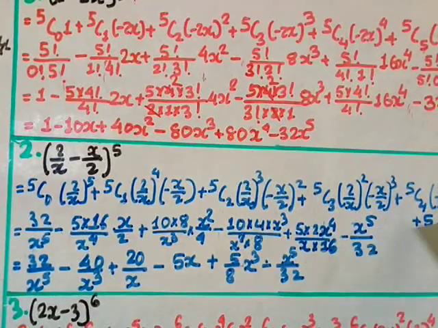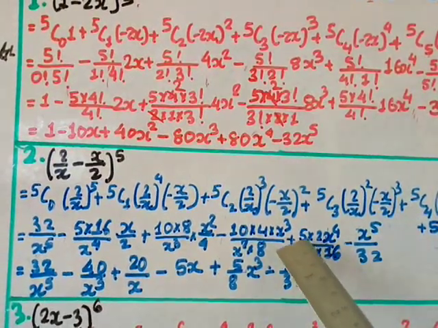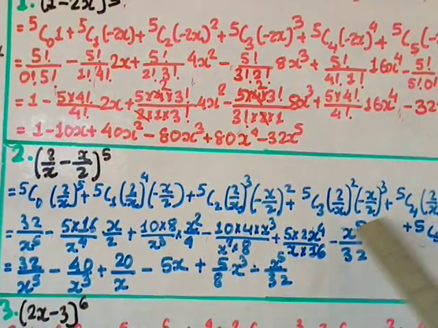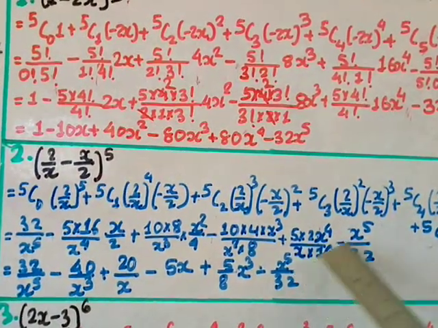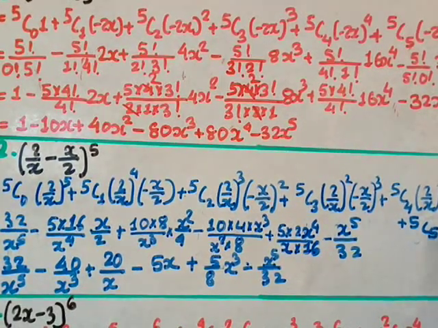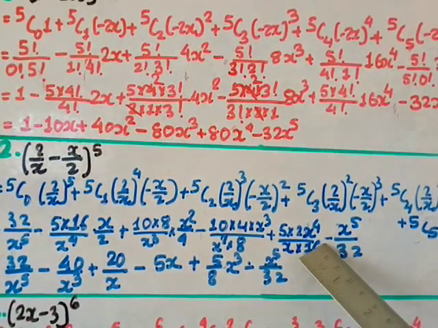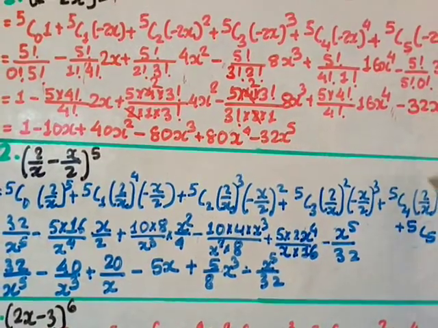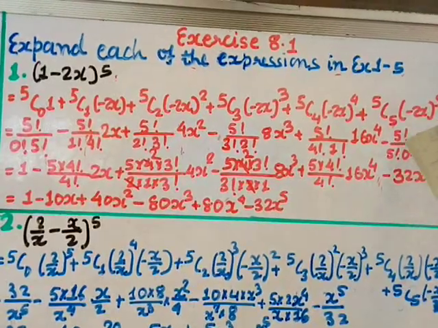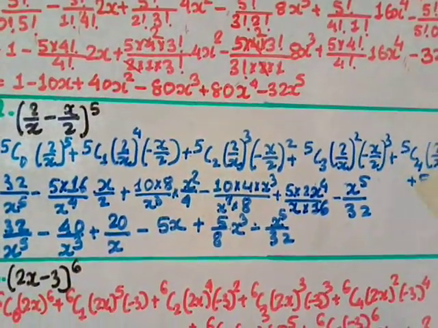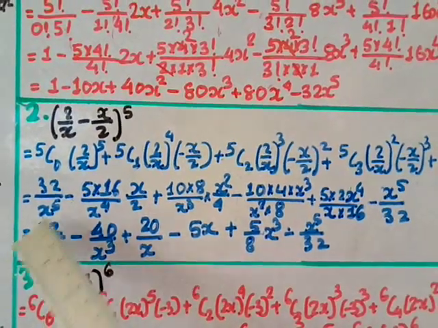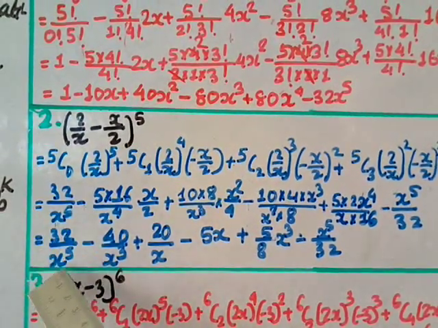Now from here 5c4, we know that value is 5, and this is 2 by x as it is, and x power 4 will be x power 4, and 2 power 4 is 16. Minus, this 5 will become minus because of minus x power 5, an odd power, so this will become minus. And 5c5 is 1, I have not used factorial by factorial, so the value is 1, so not written. Here x power 5, 2 power 5 is 32, so in the next step this is as it is, 32 by x power 5.